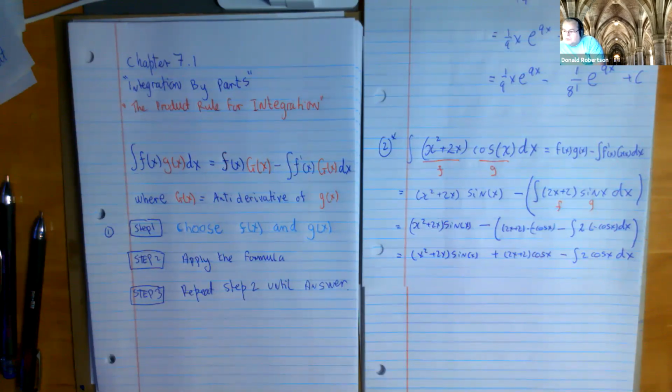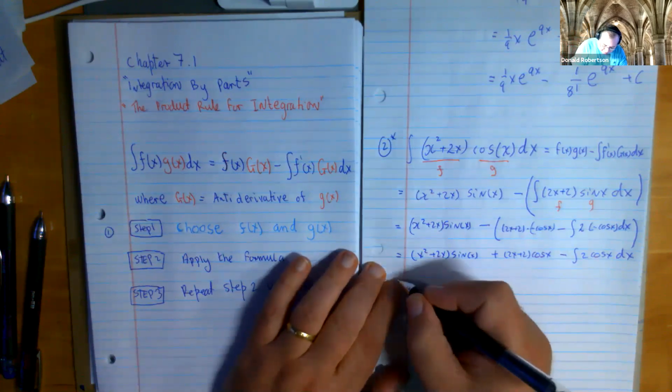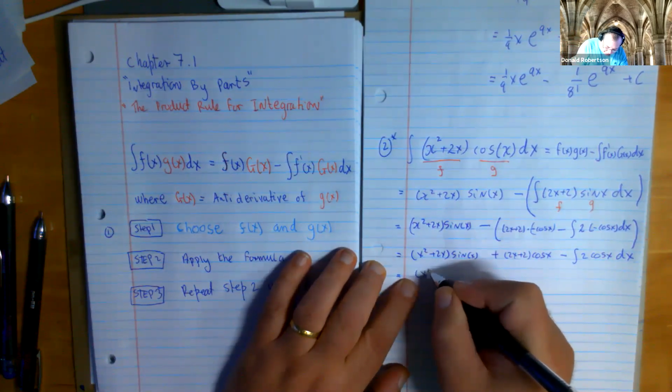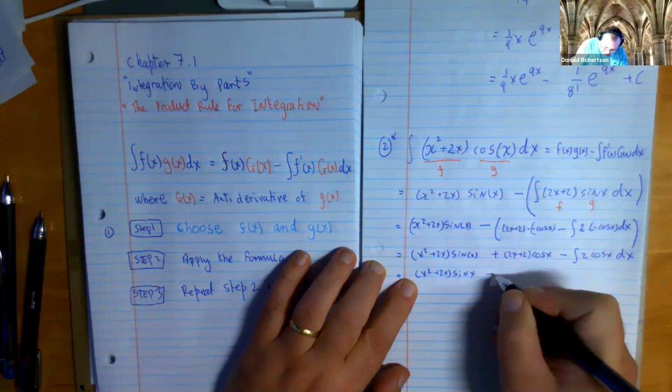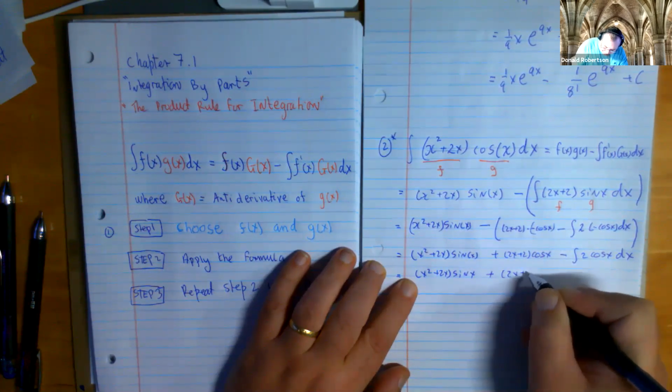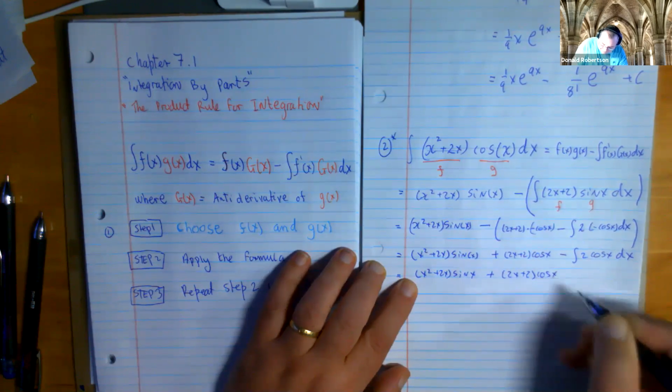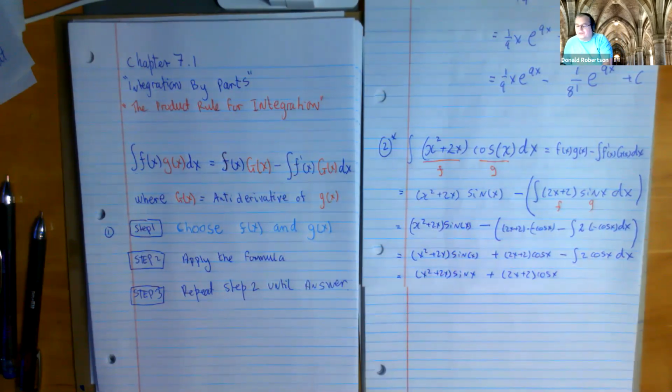We're almost finished, aren't we? Because this term is good. The one next to it is good. And what's the antiderivative of 2 cosines?